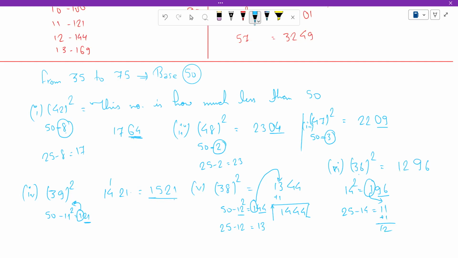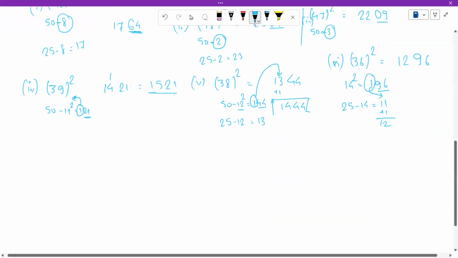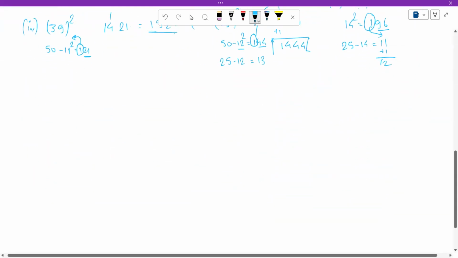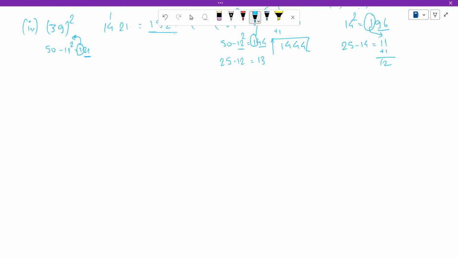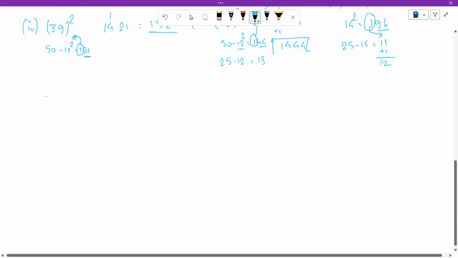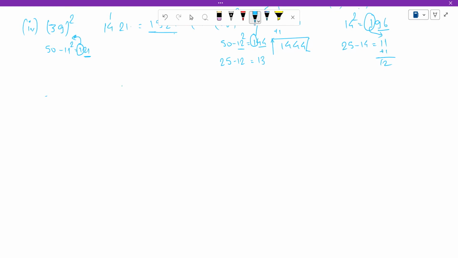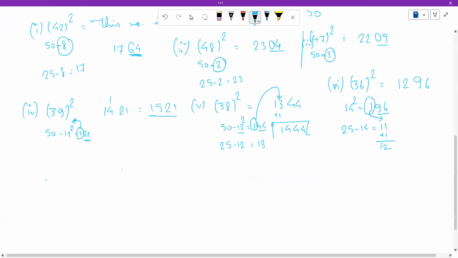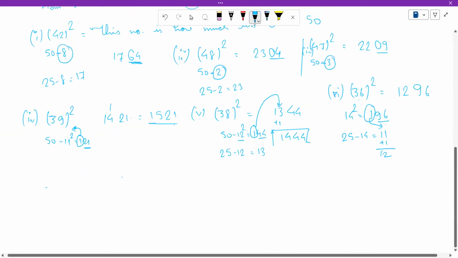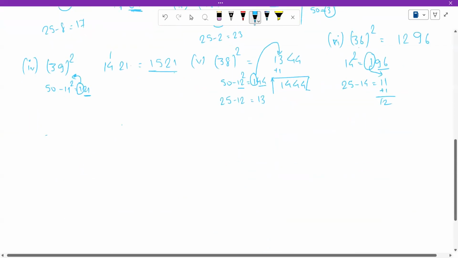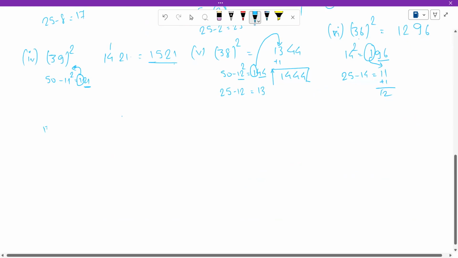Now we'll do numbers that are more than 50. How? Now let's take an example. This was my example 6, so this will be my example 7.